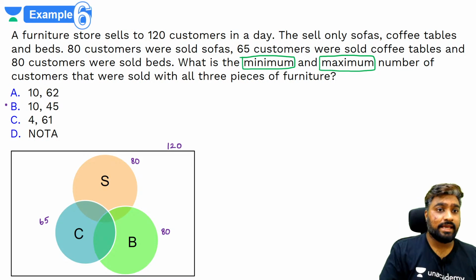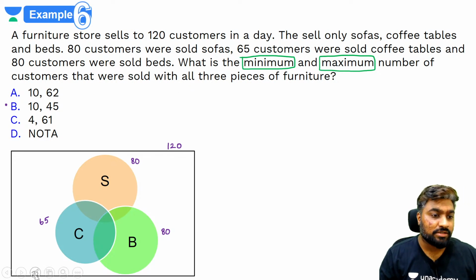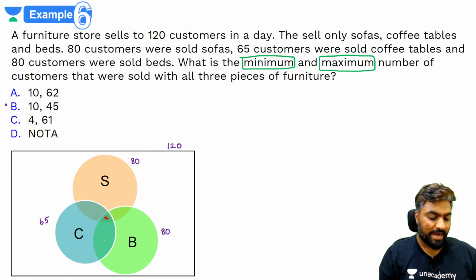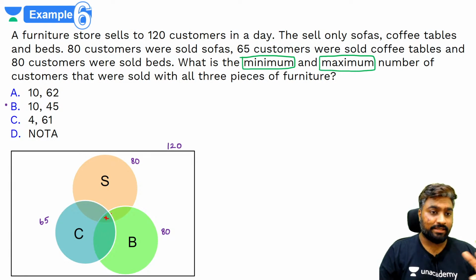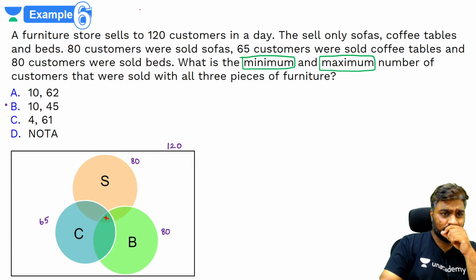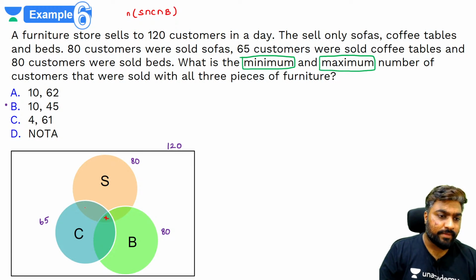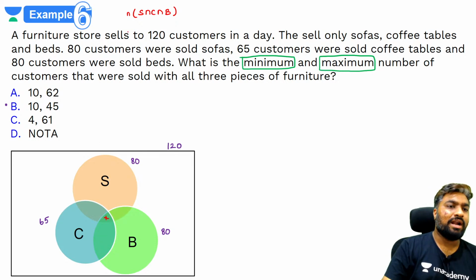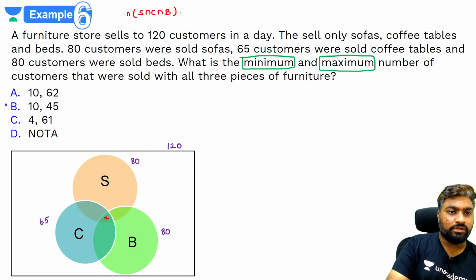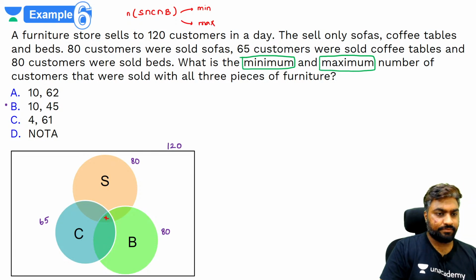Now what are they saying? They're saying, what is the minimum and maximum number of customers that were sold all the three pieces of furniture? All the three pieces means what? Sofa also, coffee table also, bed also, correct? Common between all the three. So the unknown is basically the number of terms that belong in set S and in C and in B. But since all this information is missing, this you don't know, this you don't know, this you don't know, right? Because we don't know all of this, what happens here? We end up going for both possibilities. Minimum, maximum. Agreed, guys?